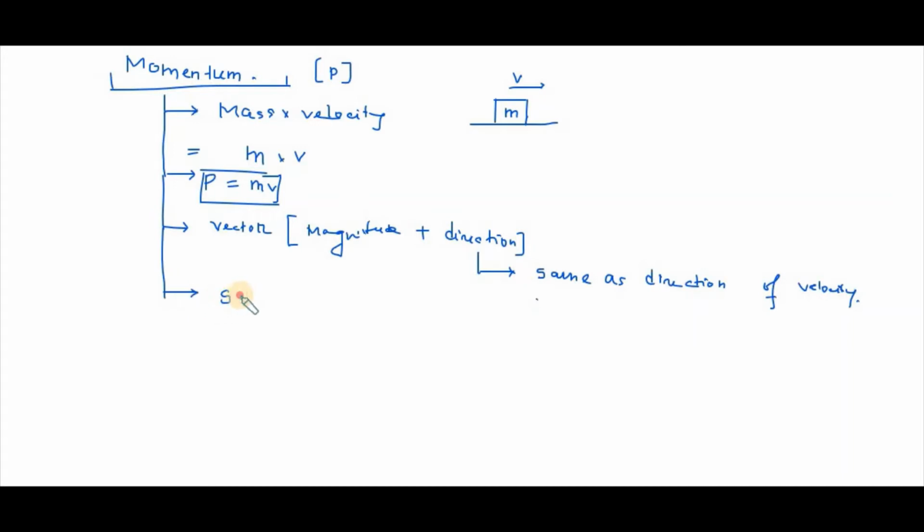Next is the SI unit of momentum. The unit of mass is kg and the unit of velocity is meter per second. From there we can say the unit of momentum is kg times meter per second.